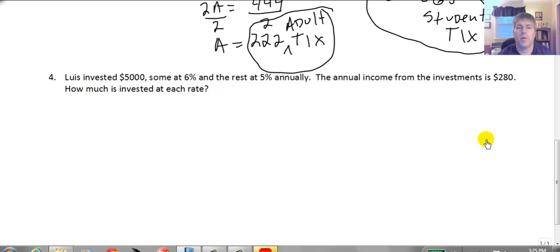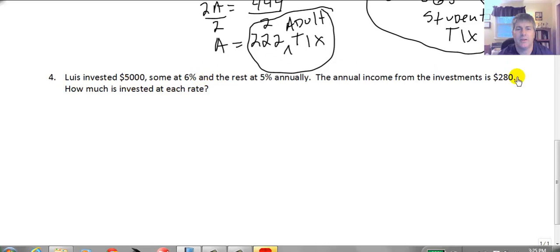And on to sample problem number 4, an investment problem. Luis invested $5,000, some at 6% interest and the rest at 5% annually. The annual income from the investments is $280. How much is invested at each rate?